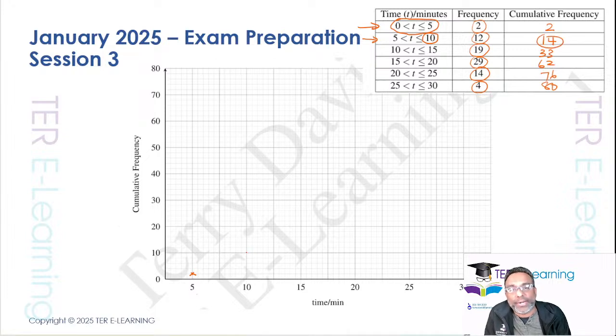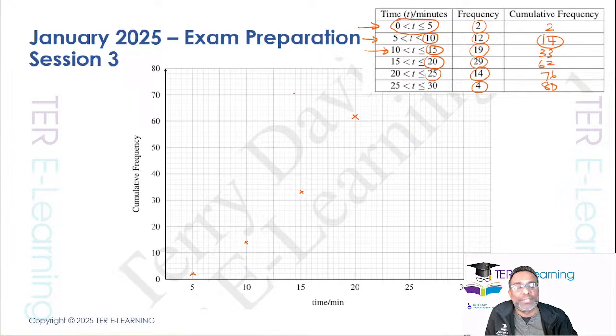For the second row here, your upper class boundary is 10, and you're plotting 10 against 14, right? So this is 10, this is 12, 14, that's here. Next one here, your upper class boundary is 15, and you're plotting that against 33. So this is 30, 32, this here is 33. The next one here is going to be 20 against 62. So 20 against 62 is going to be here, right? Then the next one is going to be 25 against 76.